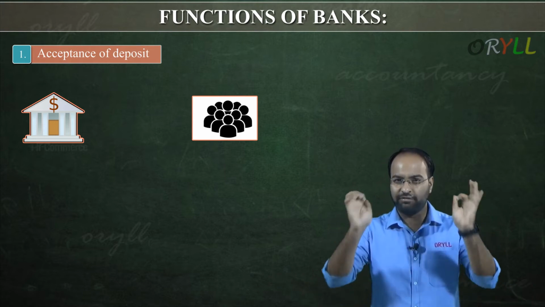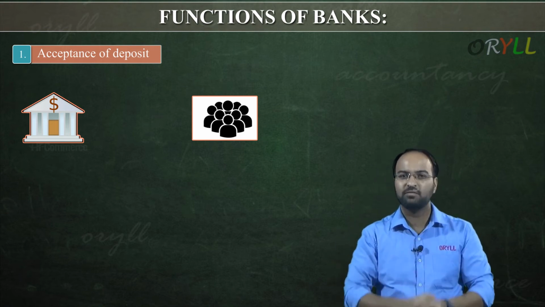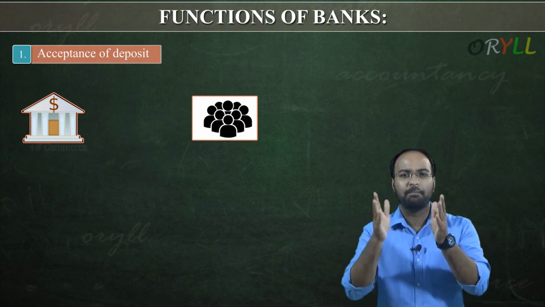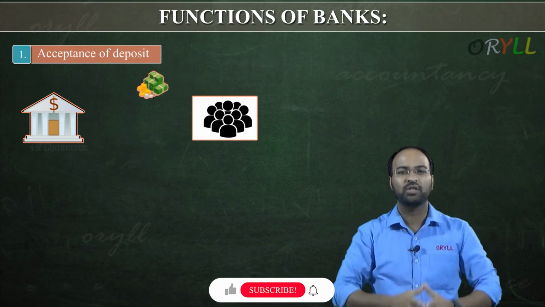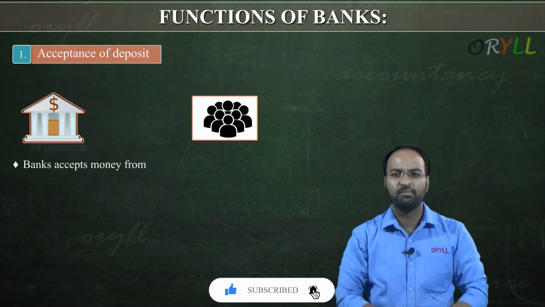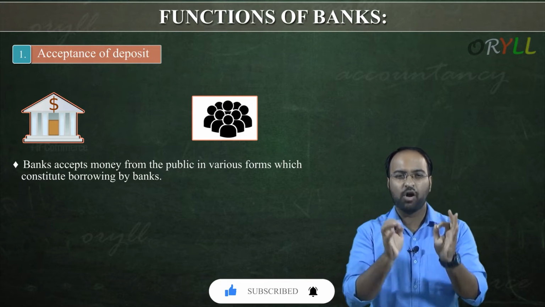So hence the first function of a bank is acceptance of deposit. What will banks do? Banks will accept the deposit from the public. The public will give money to the bank here. Got it? So banks accept money from the public in various forms. Got it? And it will become borrowing by the bank.